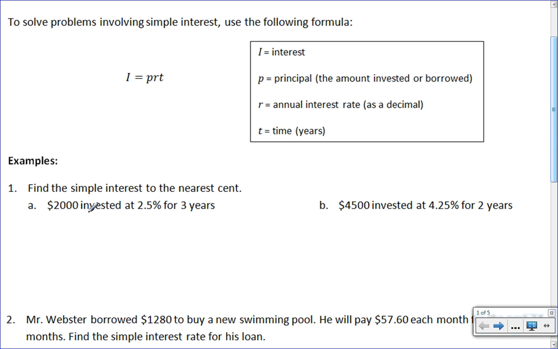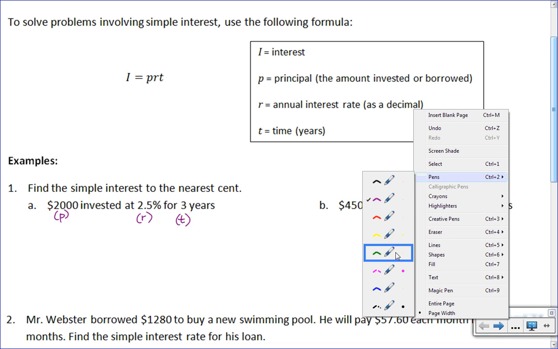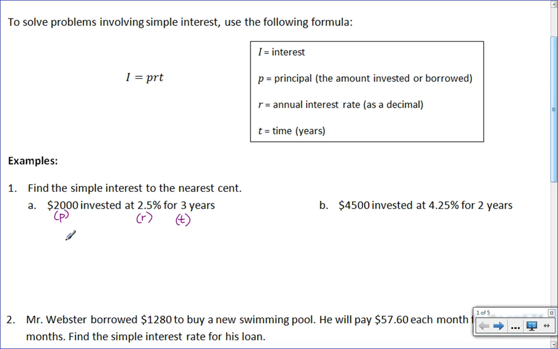$2,000 invested. That sounds like that's the principal. That's the amount invested. So this is P. 2.5%. That is a percent. So if I change that to a decimal, that will give us the annual interest rate. And T is the time in years. 3 years is T. So now we should be able to just put this in the formula and punch some numbers in the calculator, and we will be able to calculate the total interest.